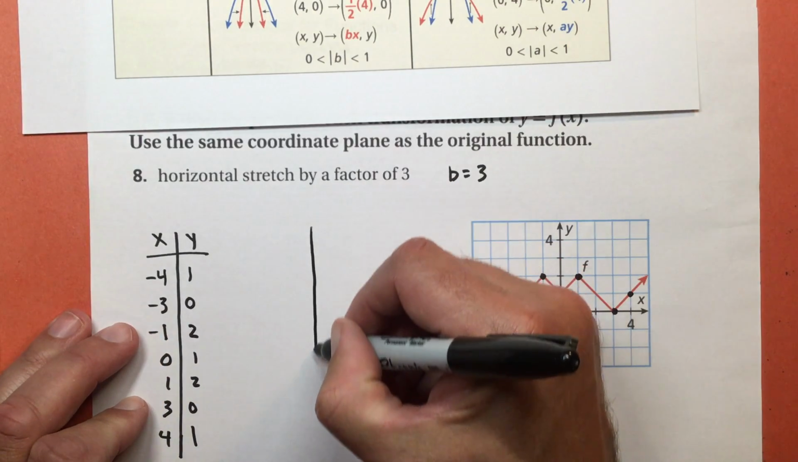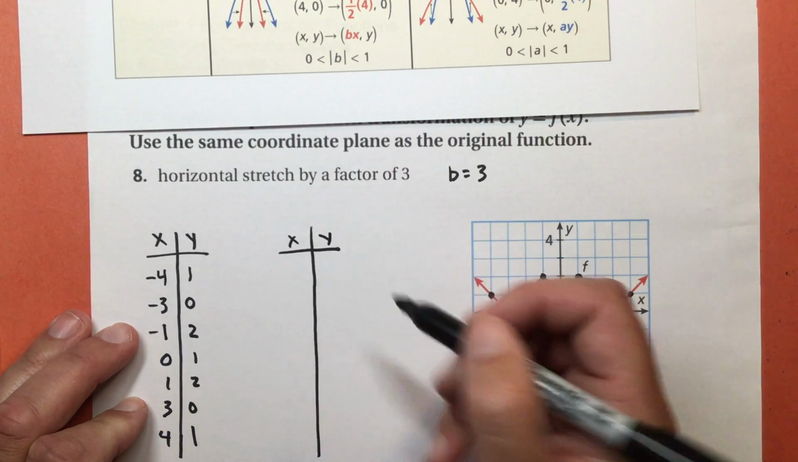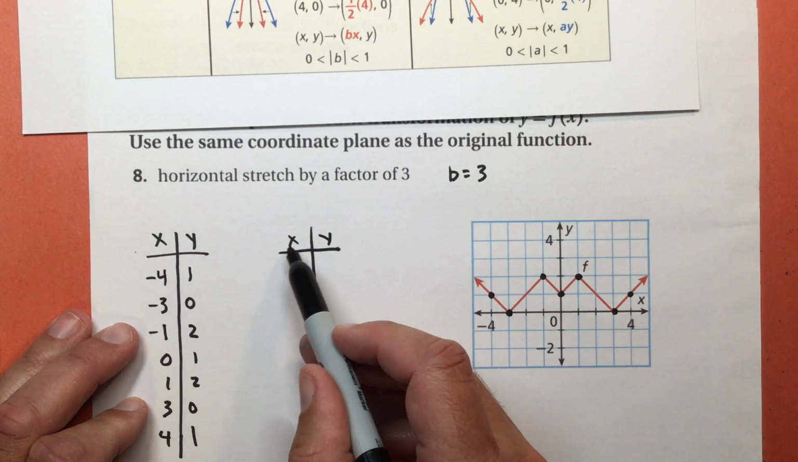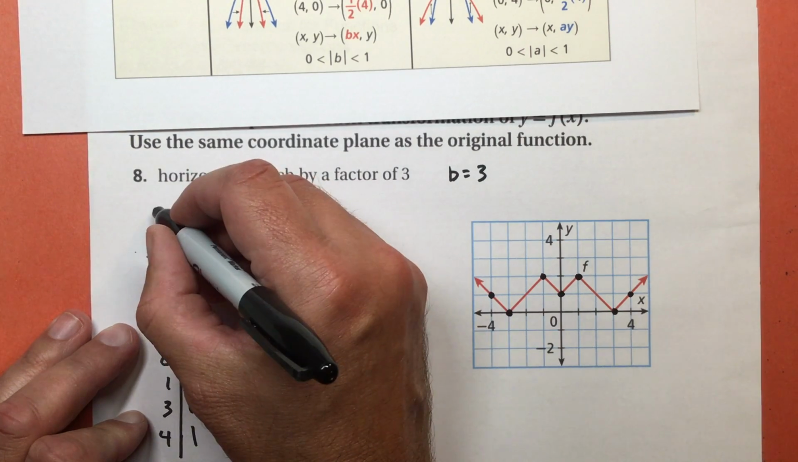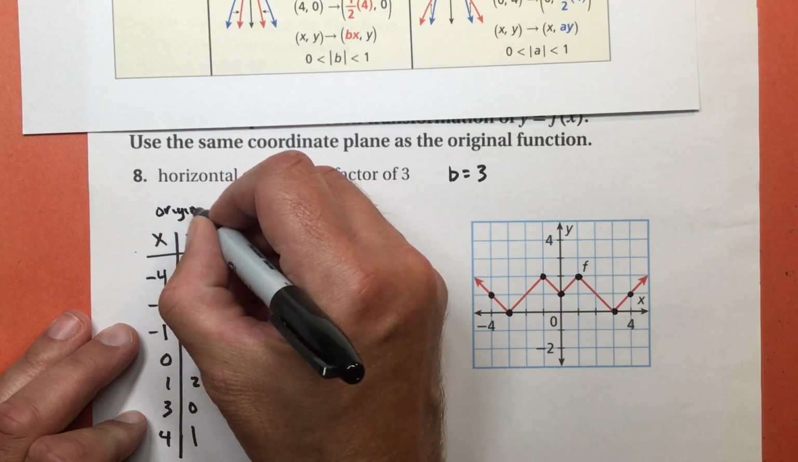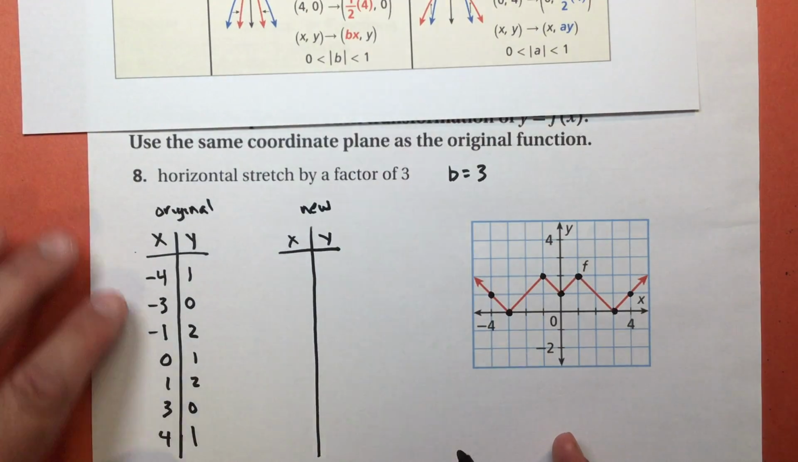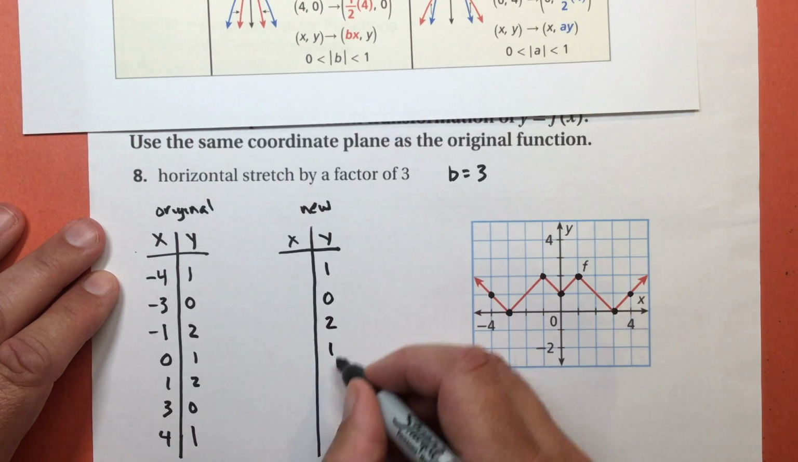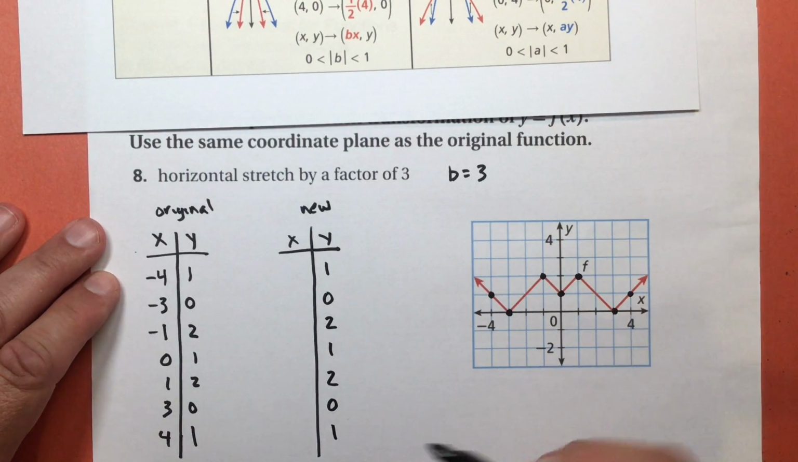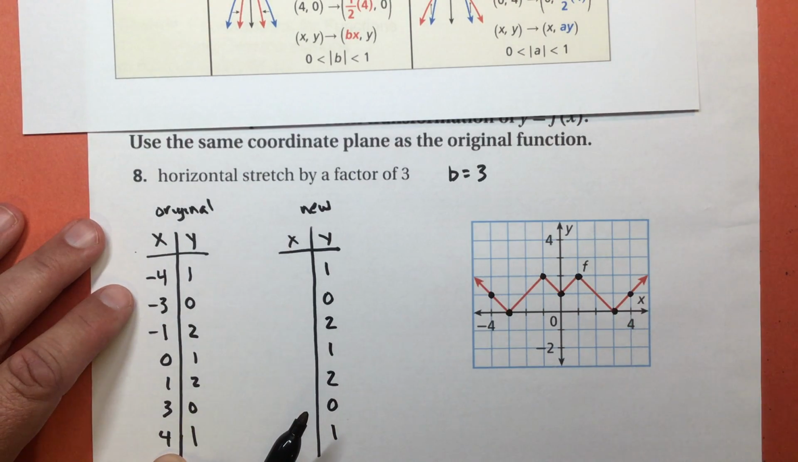So I'm going to make a new table, my new x, which actually is 3 times that x. I would have written 3x, but I think that causes more problems than it saves. So when I write this with the original and new, hopefully that keeps them straight for you. Okay? So I'm not changing the y, so I'm going to rewrite all the y values. 1, 2, 0, 1. I'm going to multiply each of these by 3.